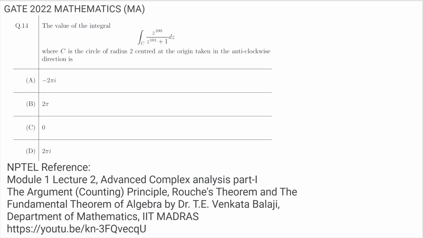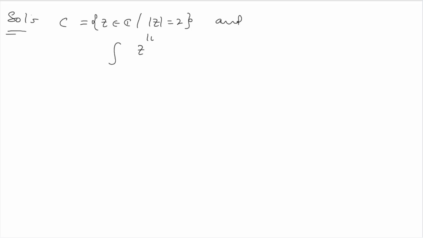Now coming to the solution. It is given that the curve C is given by z belongs to C such that mod z equal to 2, and it is asked to calculate the value of the integration of z to the power of 100 divided by z to the power of 101 plus 1 dz over C. Now we solve this problem using the argument principle.